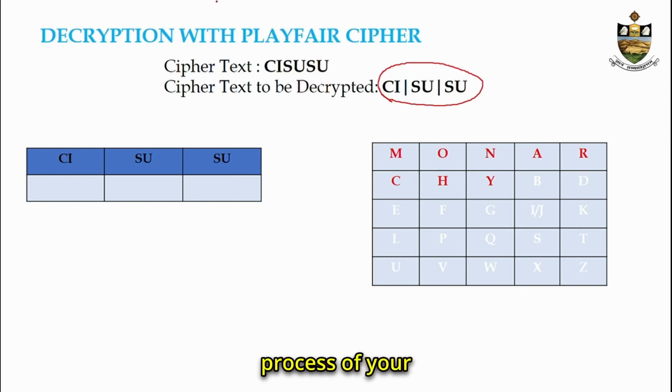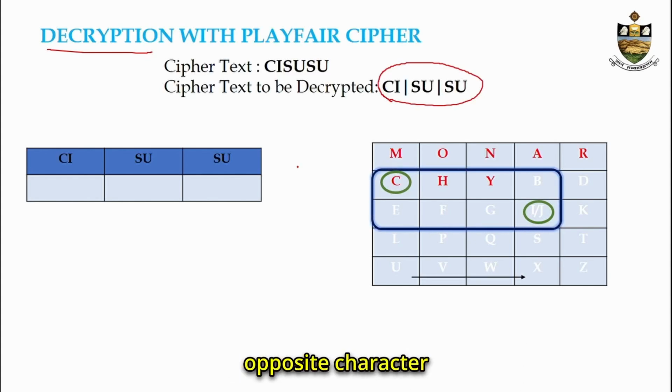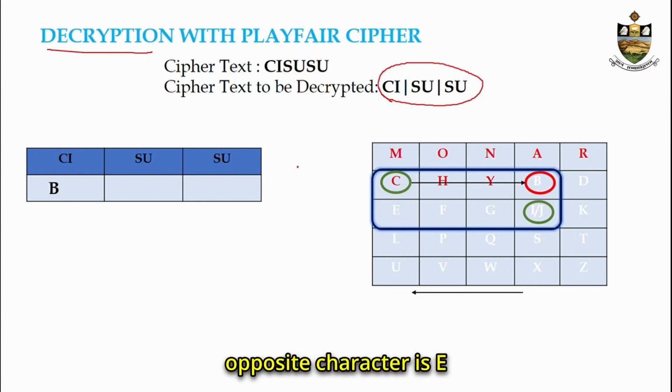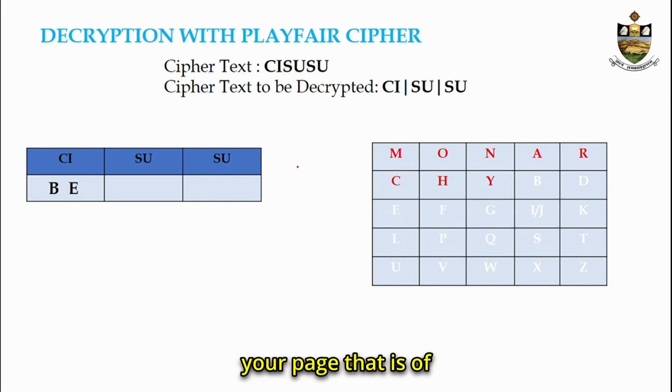Now we begin the decryption process, which is done in a similar way. Take the first pair, CI, from the given 5 by 5 matrix. C is in the second row, first column, and I is in the third row, fourth column. Draw the rectangular box: the opposite character of C is B, so B replaces C, and the opposite character of I is E, so E replaces I. Similarly, take one more pair, SU. S is identified in the given matrix.